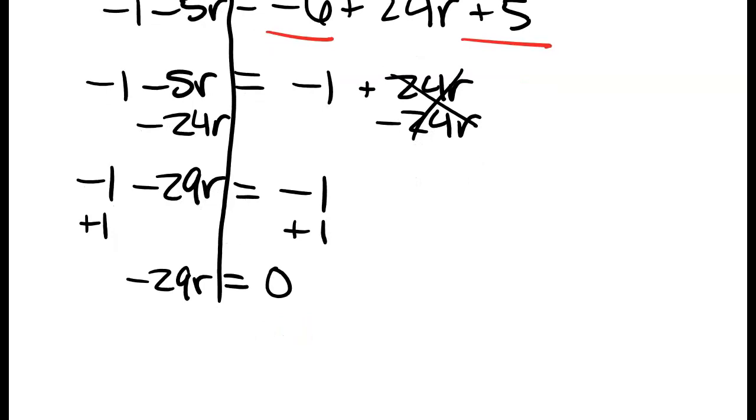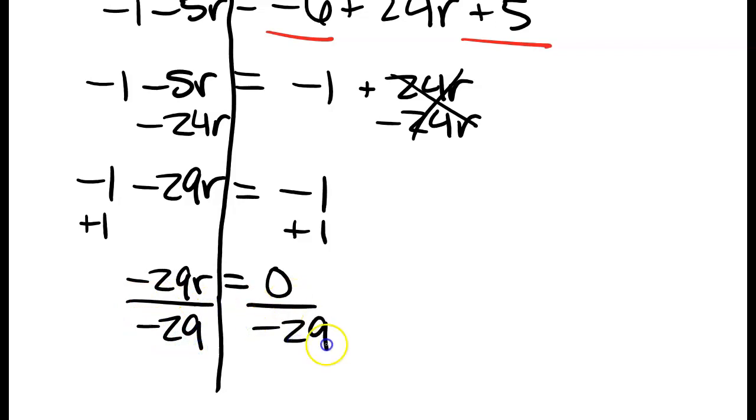Okay, that doesn't mean you can't solve the problem. You can actually go ahead and finish this. Now divide both sides by a negative 29. 0 divided by anything is just 0. So for this one, r equals 0. Anytime you want to check to see if you're doing this right, feel free to go ahead and plug it back in. But for sake of time, I'm going to go ahead and assume that we're right.